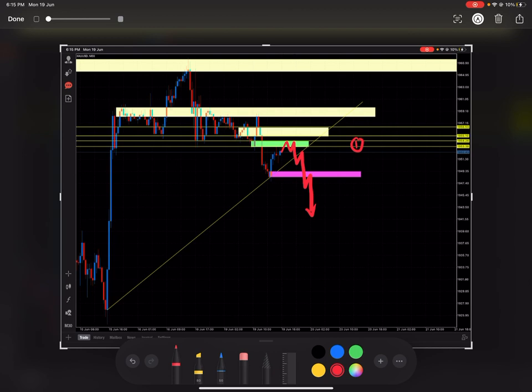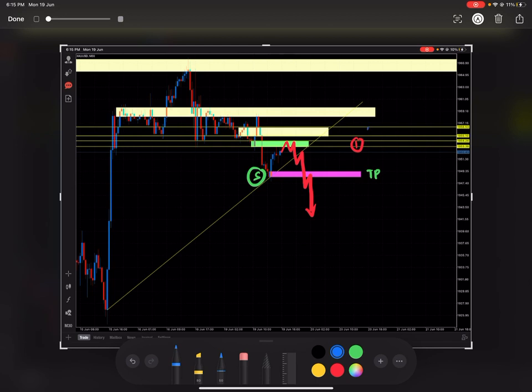If not, you can TP here, because this is support. You can put your TP here if you're scared to hold. But if you want to hold, just lock your entry with break even. Make it simple. Break even your entry.